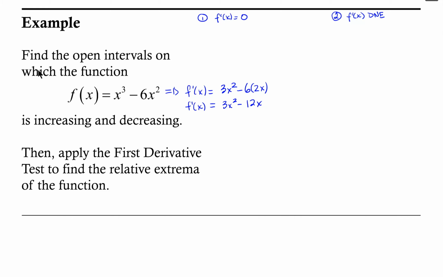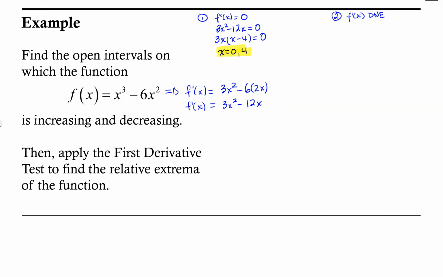So looking at our first source of critical points, we're looking at solving the equation 3x squared minus 12x equals 0. Now to solve that equation, we can factor. Let's factor out a 3x, leaving us with an x minus 4 factor. And then either 3x equals 0, so x equals 0, or x minus 4 equals 0, so x would have to equal 4. So from our derivative equaling 0, we have two critical points.